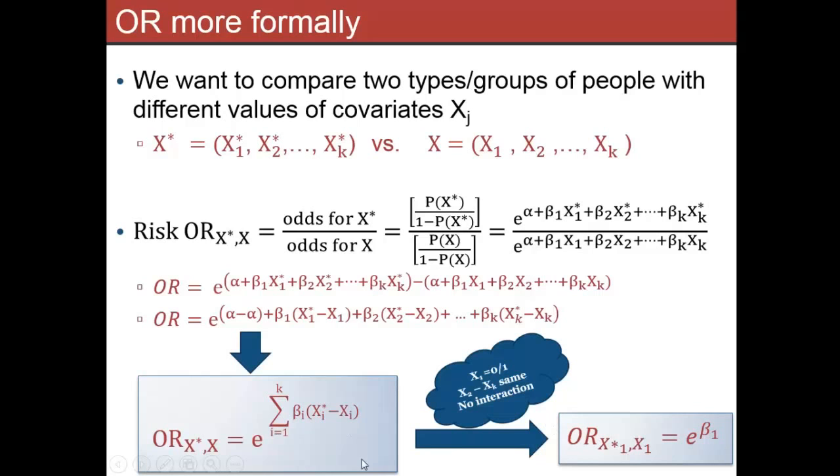So this formula simplifies all of this business of figuring out what cancels and taking the ratio. This just says it's e to the sum of these betas times the differences, and just look at the ones where they're not the same. And that will give you a general odds ratio expression.